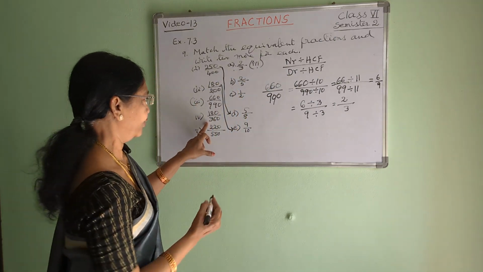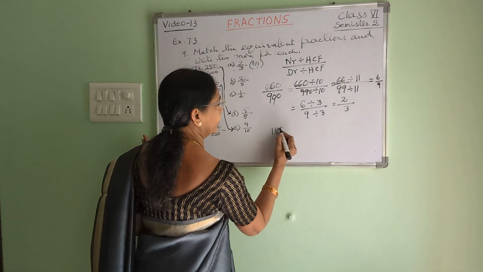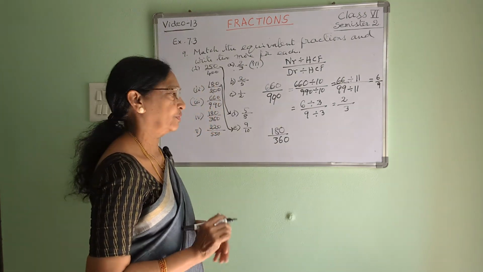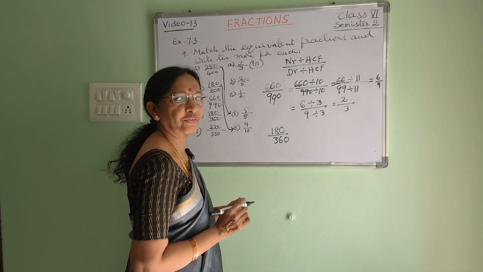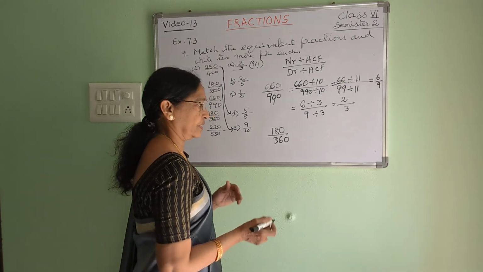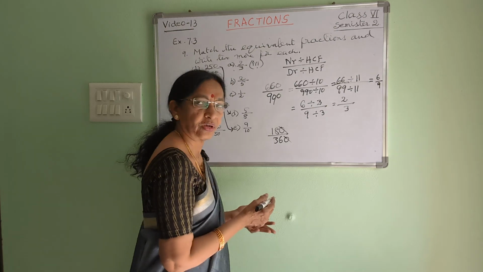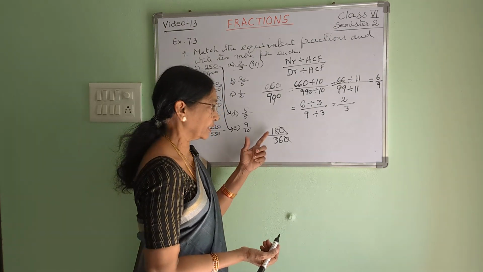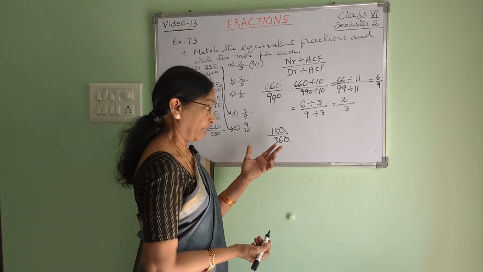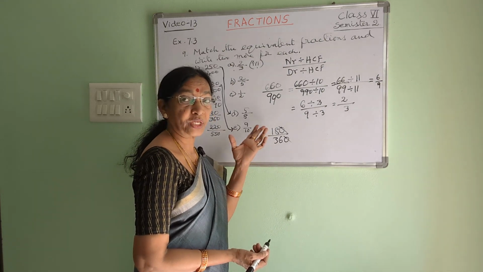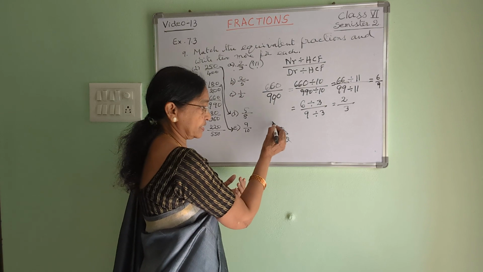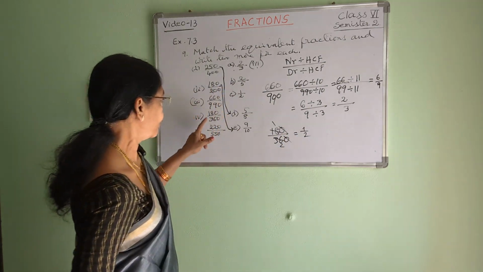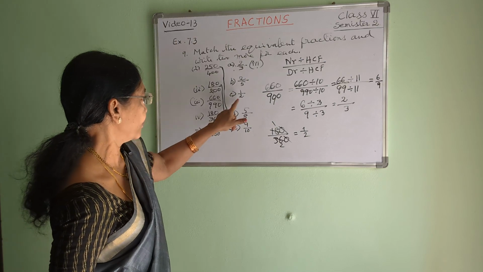Next, the fourth, 180 by 360. Now you are accustomed to simplifying the factors easily. If we divide both the numerator and denominator by 10, we get 18 by 36. But 36 is 2 times 18. Therefore 18 ones, 18 twos. Therefore this is equal to 1 by 2. So 180 by 360 is 1 by 2.